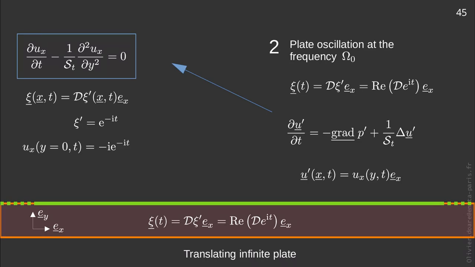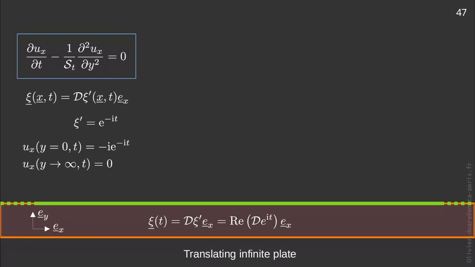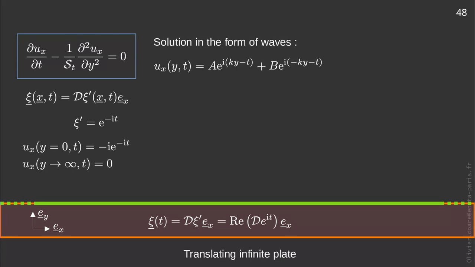This imposes a velocity at y equals 0 equal to minus e to the minus it, which is simply the derivative with respect to t of psi prime. We add a condition at infinity. The perturbation must tend to 0 when y tends to infinity. We will solve this equation by looking for solutions in the form of propagating waves in the y direction.